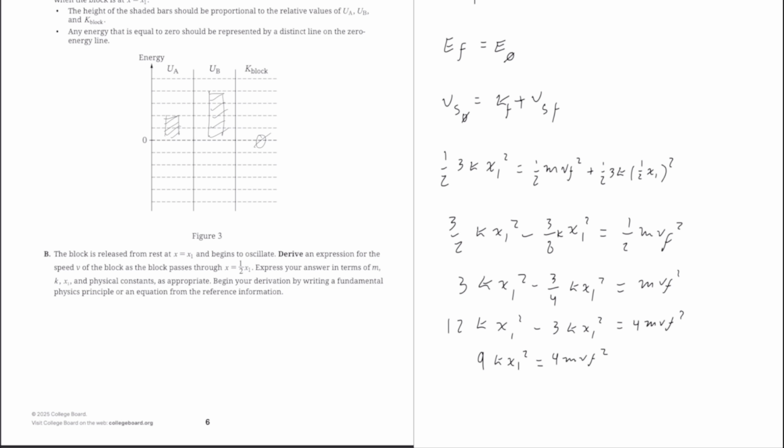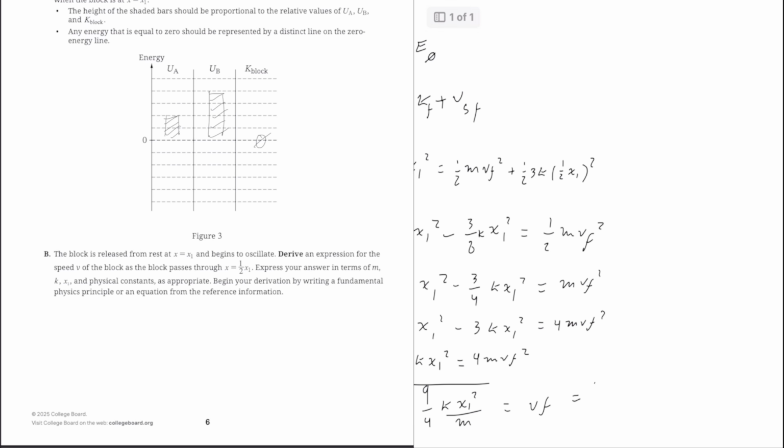Now I'll just simplify, divide by m, and take the square root in order to get v final. And when I simplify this, this will give me 3 over 2 x1 times the square root of k over m. This is your final answer, right? That should be what you get.